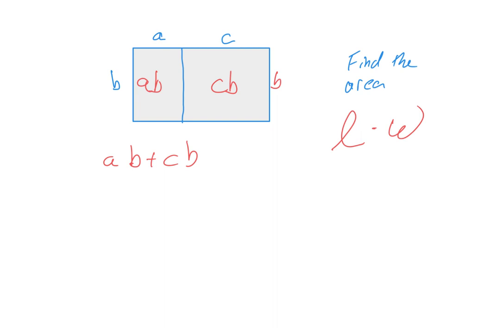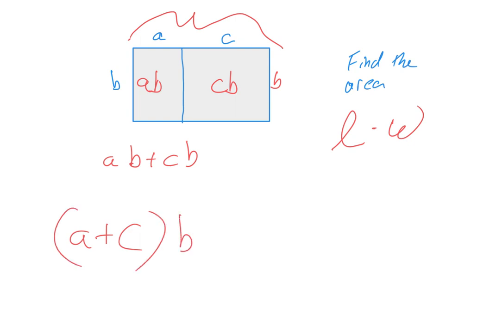I could have also done it as the whole and said, well, this whole length along that side is a plus c, times the width b, and then using the distributive property, I would have a times b plus b times c, or c times b.